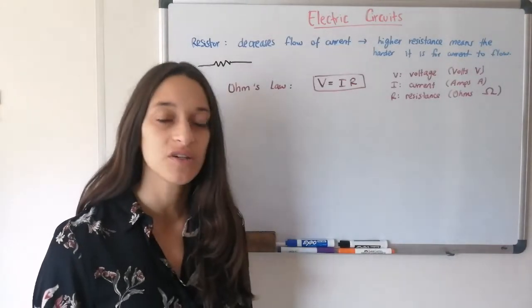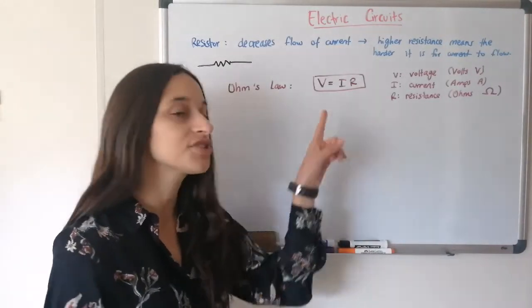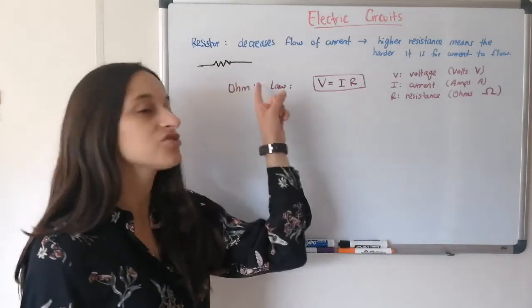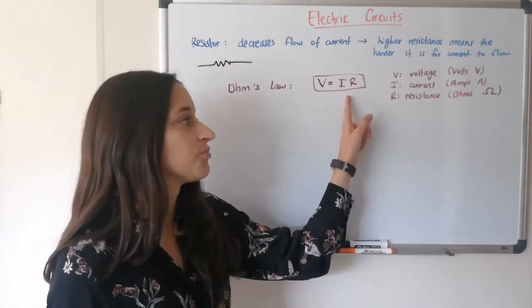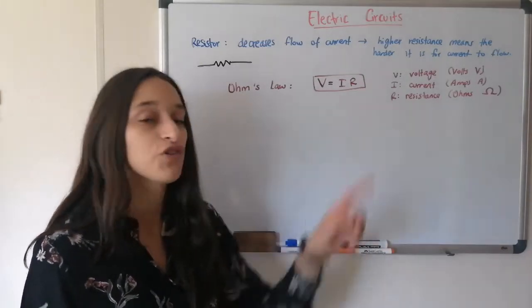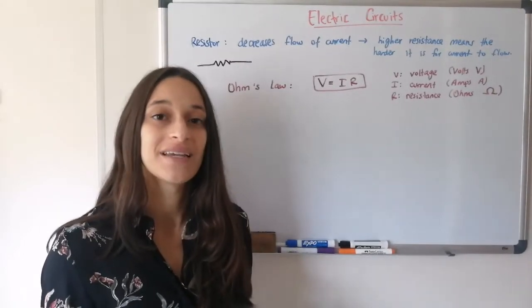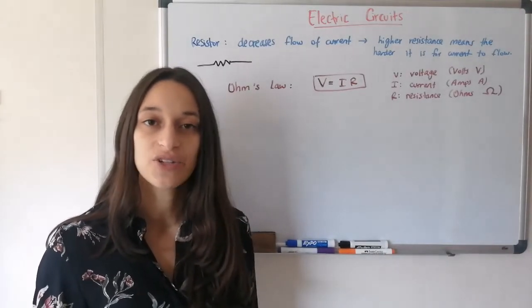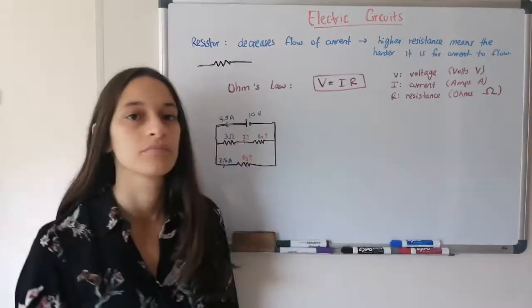So basically what this equation is telling us is that the voltage drop across a resistor is equal to the multiplication of the current that was passing through times the value of the resistance. So let's do an example to explain how to use this in solving circuits.